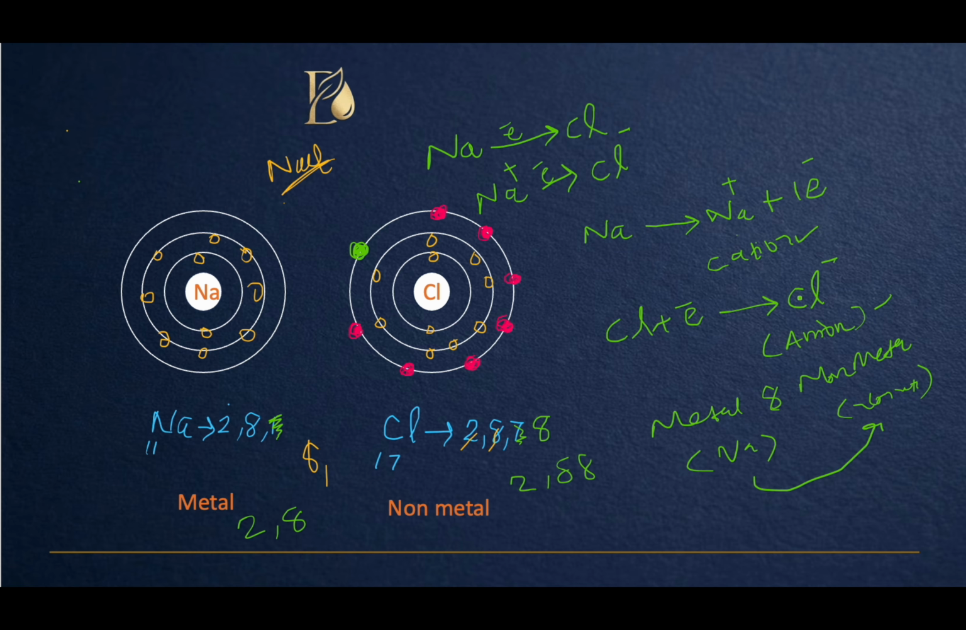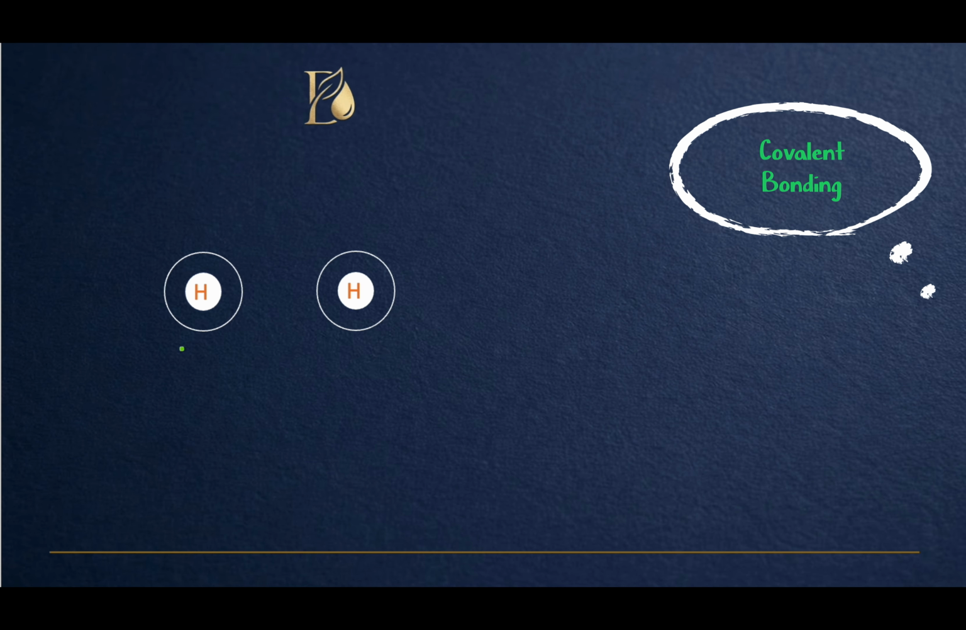That is ionic bond. Now, let's check what is happening in a covalent bond. For covalent bonding, we can use the example of the formation of the H2 molecule. What is the atomic number of hydrogen? The hydrogen atom's atomic number is 1, so there will be 1 electron in the valence shell. There will be 1 electron in this hydrogen atom, and 1 electron in this hydrogen atom also.